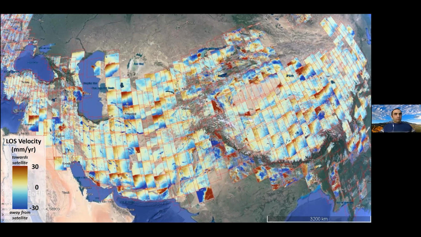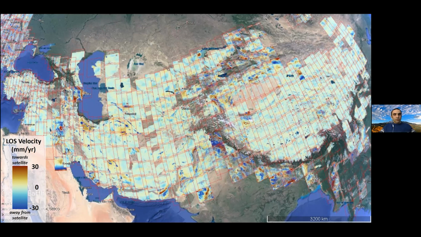And there are some long wavelength ramps in the velocities, which could be due to the ionospheric effect. LiCSAR is able to remove these effects by, let's say, fitting a best fit polynomial, a quadratic polynomial, or a planar ramp, as you will see in my next slide. So this is also the velocities after removing this ramp. And as expected, it is much more spatially homogeneous.